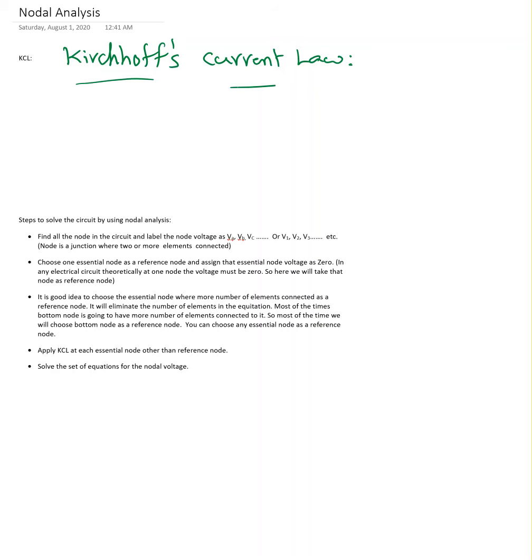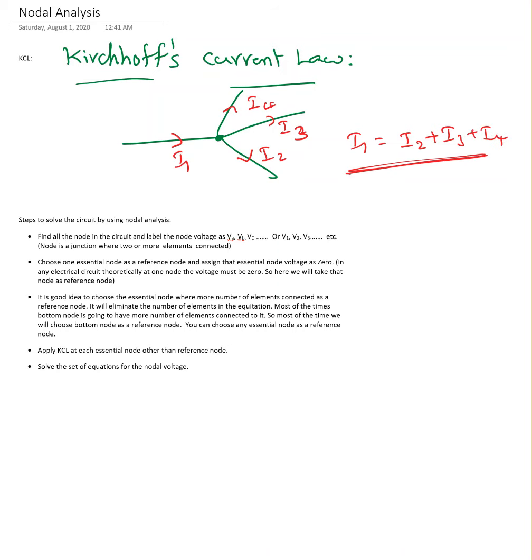So according to Kirchhoff's current law, at any junction, a junction is nothing but where two or more wires are connected together. At any junction, currents coming in must be equal to currents going out. So the sum of the currents coming in. Here I have I1 coming in, so I1 must be equal to the sum of I2, I3 plus I4. This is Kirchhoff's current law.